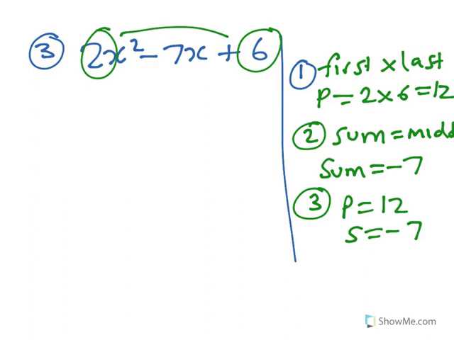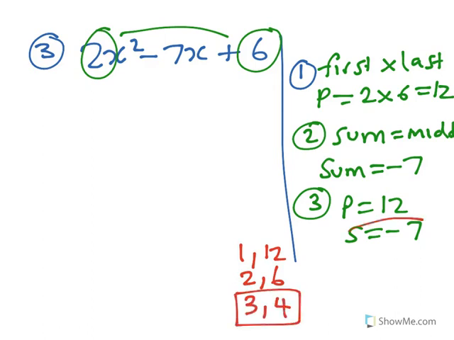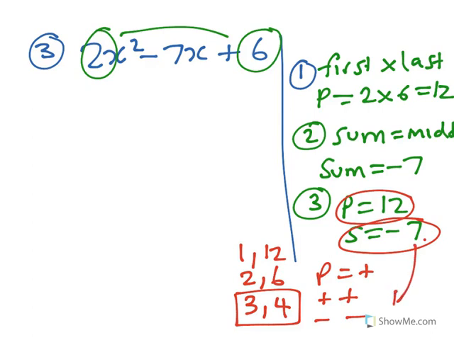So you start off with your 12 and you go, alright, 1 and 12, 2 and 6, 3 and 4. 3 and 4, because I'm trying to get minus 7. Now, because the product is a positive, it could be a plus and a plus or a minus and a minus. But because I want to get minus 7, then it's going to be a minus 3x minus 4x.